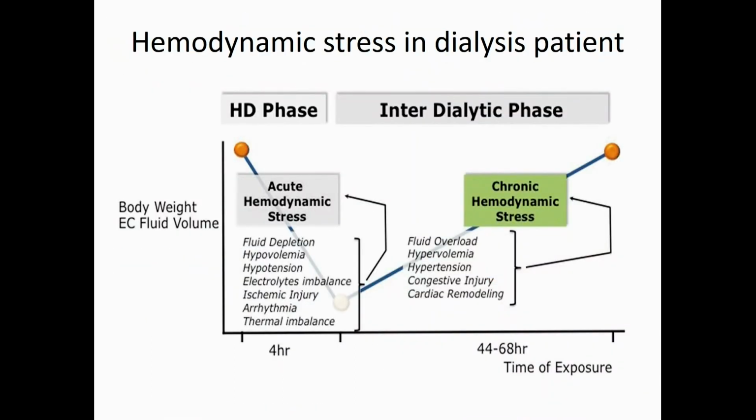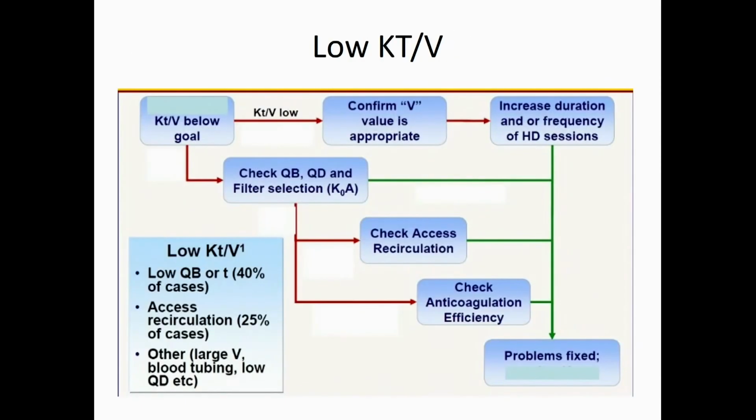During HD and the interdialytic period, they have multiple hemodynamic stresses happening. During the dialysis, there is acute hemodynamic stress because of fluid depletion, hypovolemia, hypotension, electrolyte changes, ischemia, arrhythmia, and thermal balance. But chronic hemodynamic stress happens during the interdialytic period, with hypertension and congestive and adaptive remodeling. So it is continuously happening, whether the patient is on dialysis or not. At least you can reduce the complications by controlling the blood pressure and the volume.